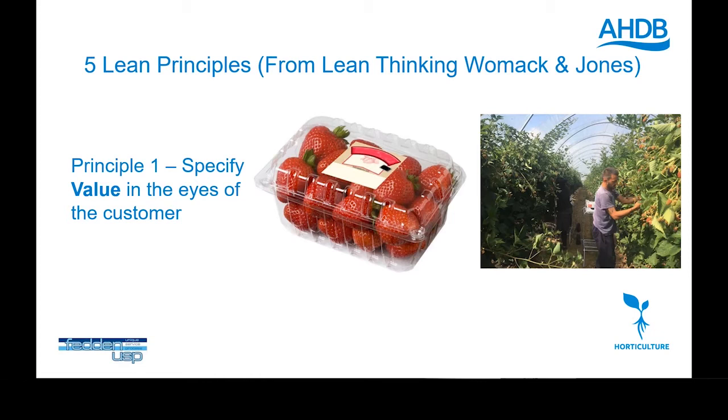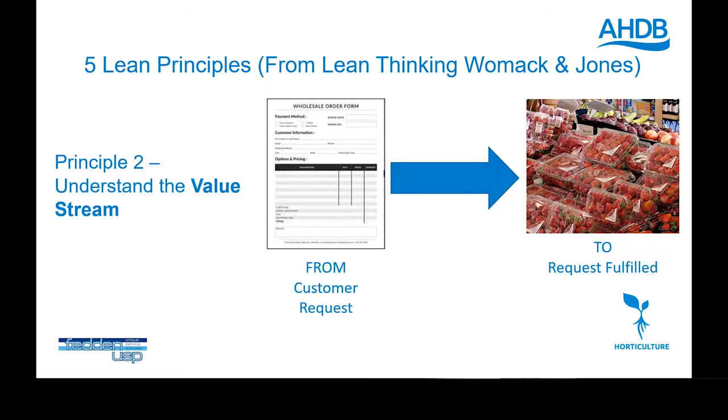So an example I've got here, some strawberries in packaging with a label. Now, I know that sounds really simple, but being really close to the customer and understanding what they require is really important in Lean and is the first principle, a very customer-driven approach. So specify the value in the eyes of the customer is the first principle.